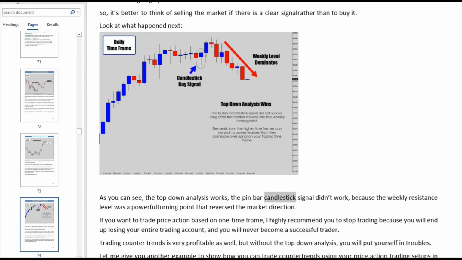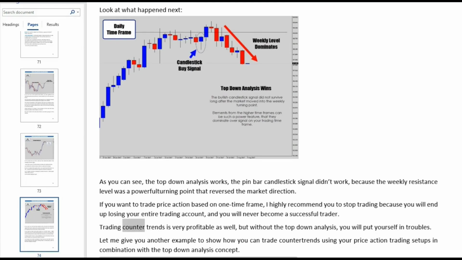The pin bar candlestick signal didn't work, because the weekly resistance level was a powerful turning point that reversed the market direction. If you want to trade price action based on one time frame, I highly recommend you stop trading, because you will end up losing your entire trading account, and you will never become a successful trader.